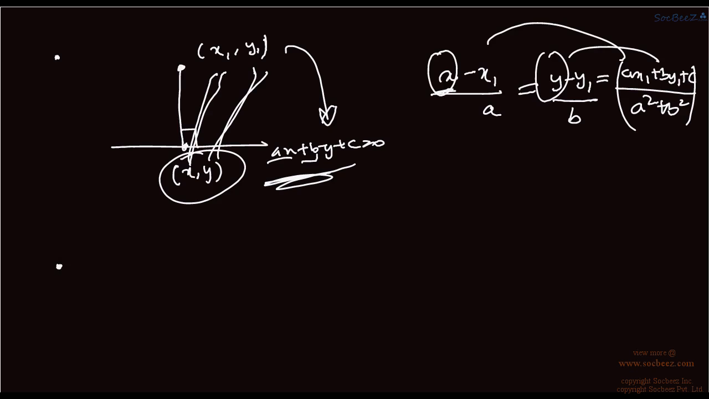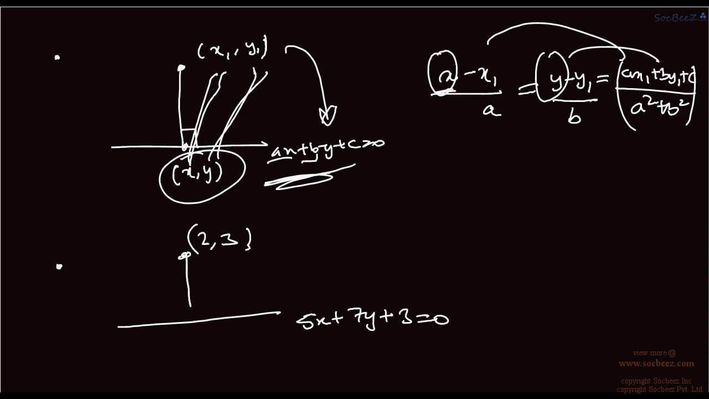The next one is bisectors of the angle between two lines. Now we can take an example here. Let's say this point is (2, 3) and this line is 5x + 7y + 3 = 0. You have to find the foot of perpendicular. So let's say it is (x, y).